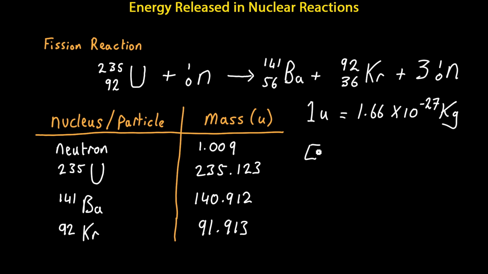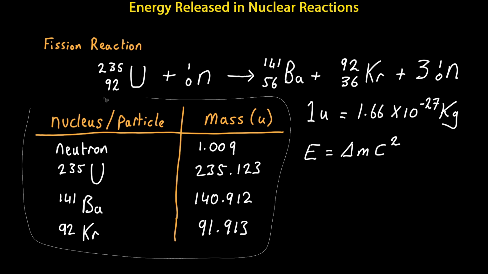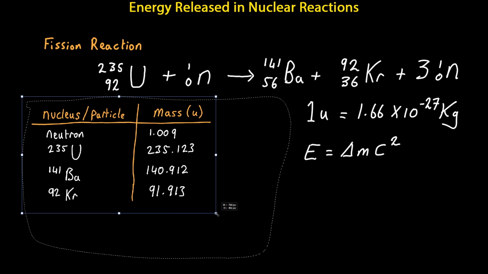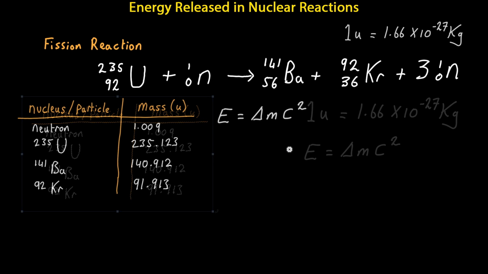So this change in mass has been converted into energy, and we can find out how much energy is released from this reaction by using Einstein's equation E equals mc squared, where the delta m in this equation is our change in mass during this reaction, and c is the speed of light. So with all the information on the screen, we have everything we need to calculate the change in mass as a result of the fission reaction.